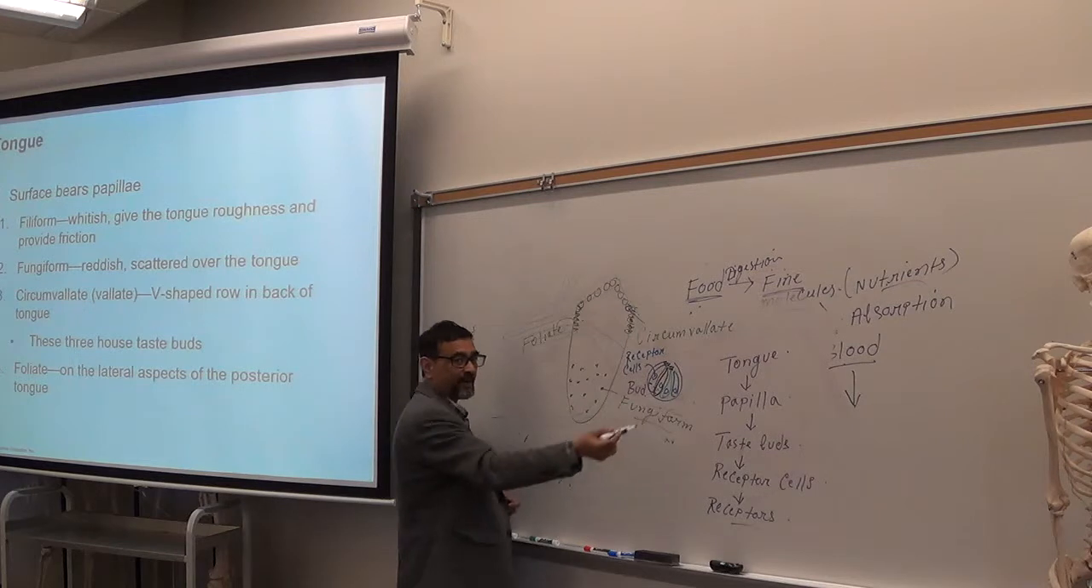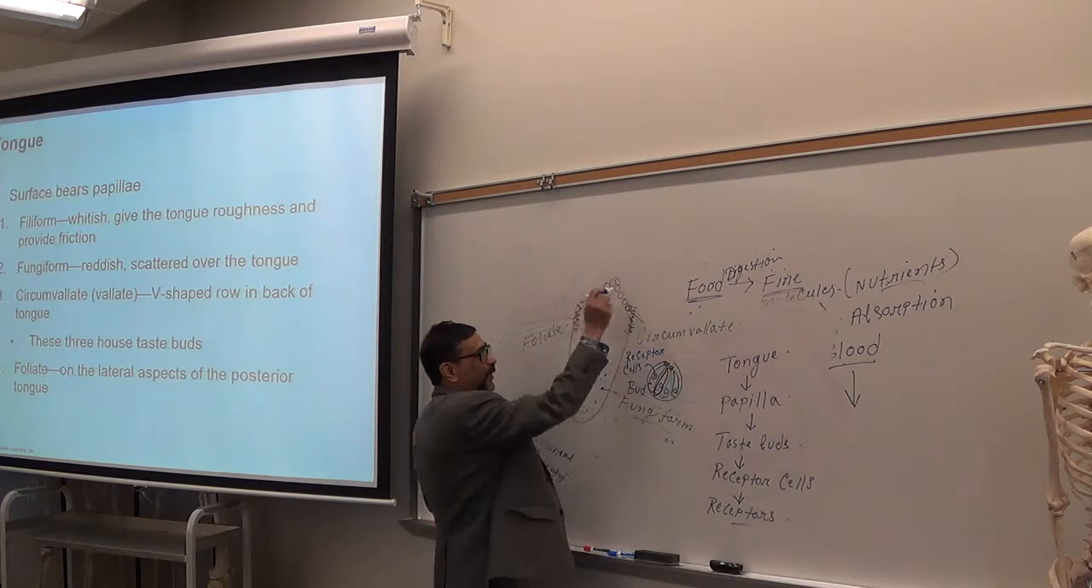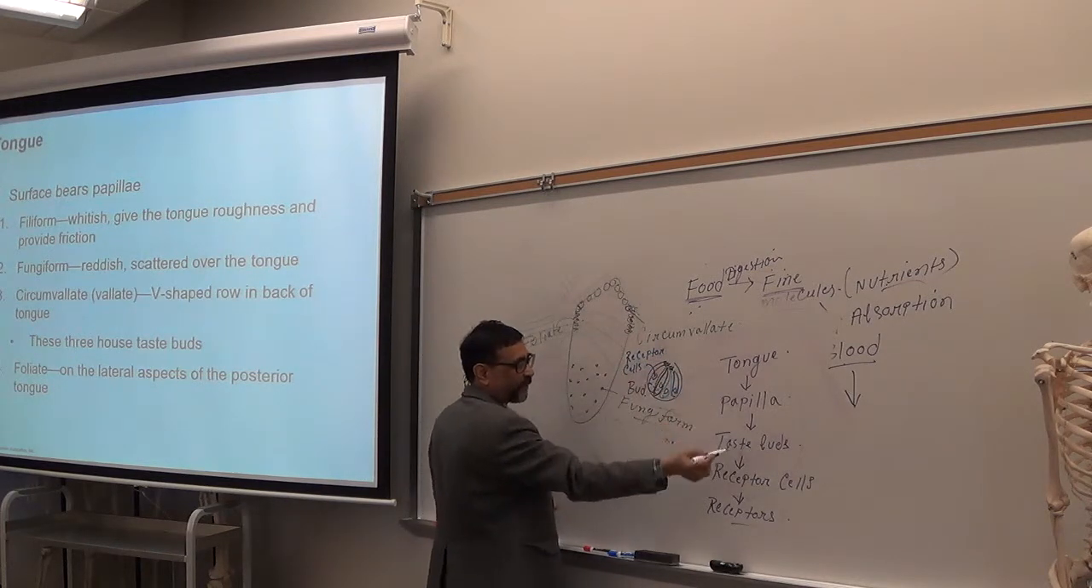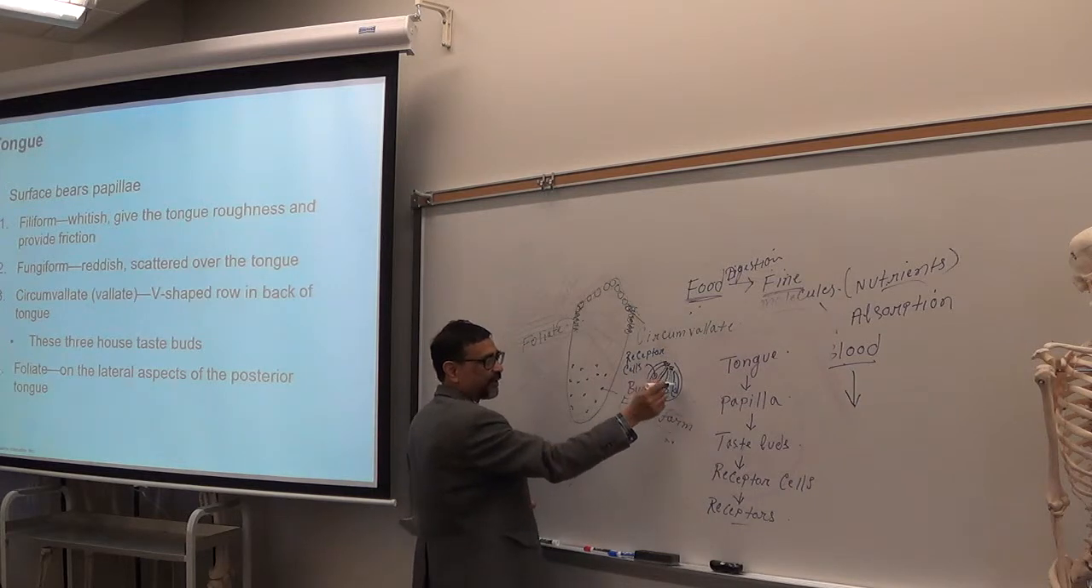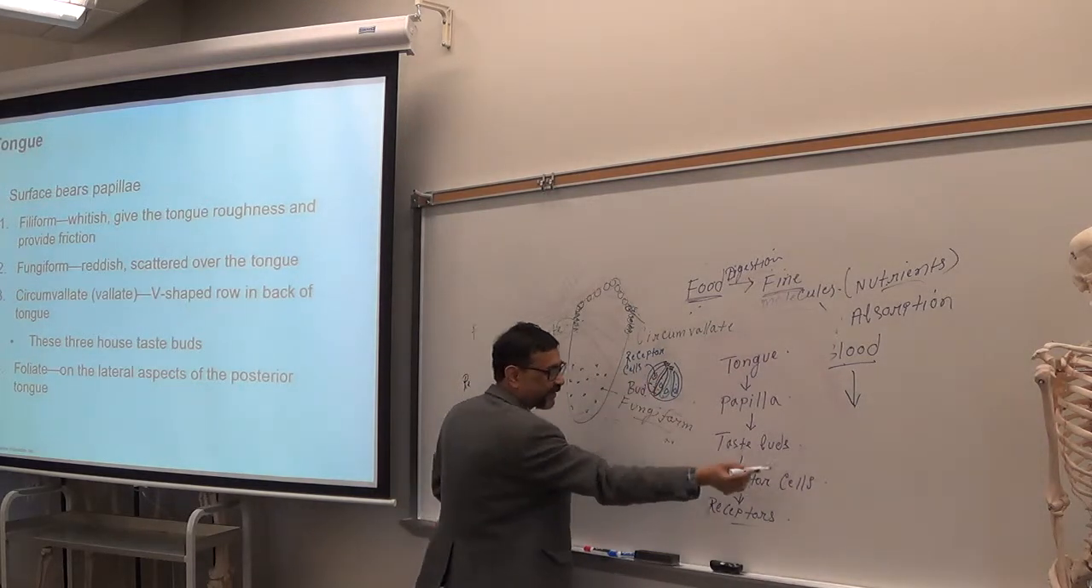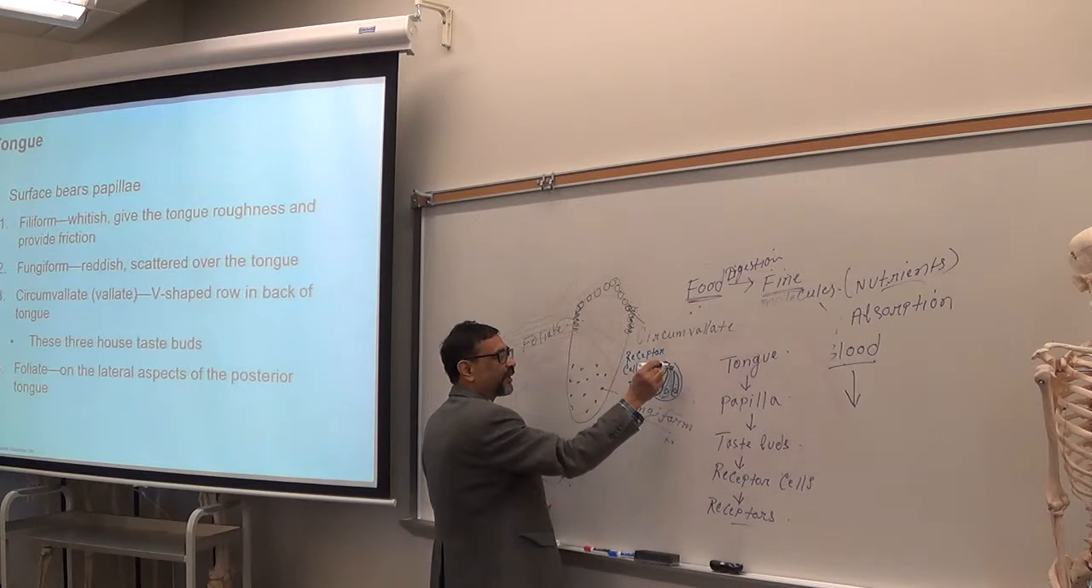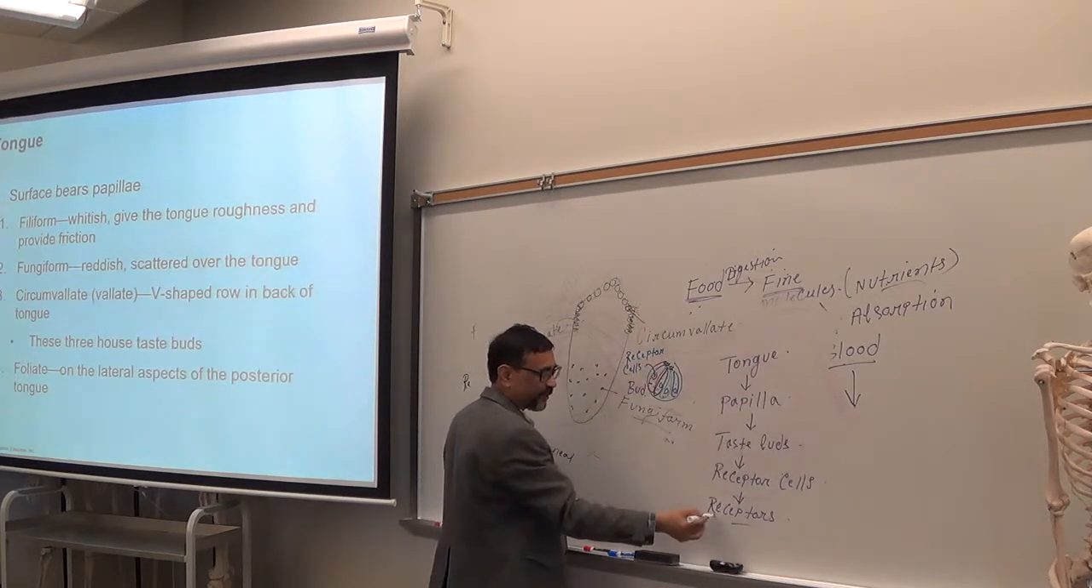So this is from large to small. Tongue, papilla. Inside the papilla, you have taste buds. Inside the taste bud, you have the taste receptor cells. And on the hair of the receptor cells, you have the receptors. Okay.